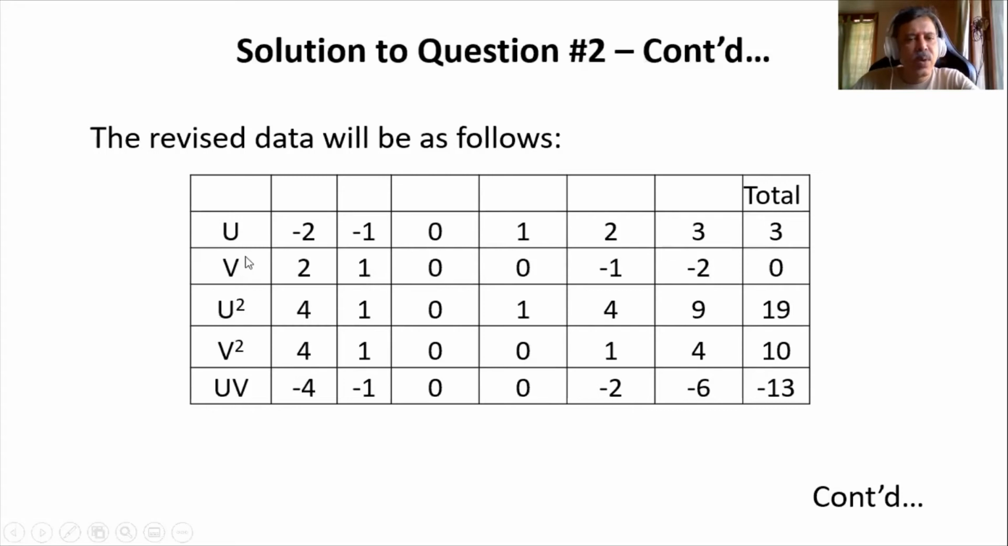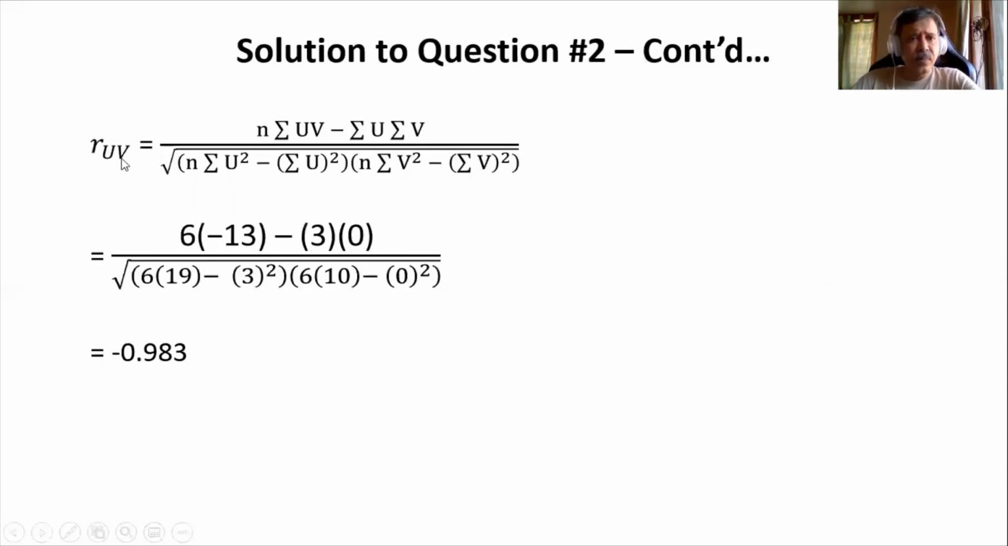So now you need u square, you need v square, you need uv. So we do all those things, then take the sum of all these things, because all these sums are required, I mean totals are required to be substituted in the formula. Here it is, right? So we substitute all those values in the formula and arrive at this value. Now the property says that we can find out r xy by substituting this formula.